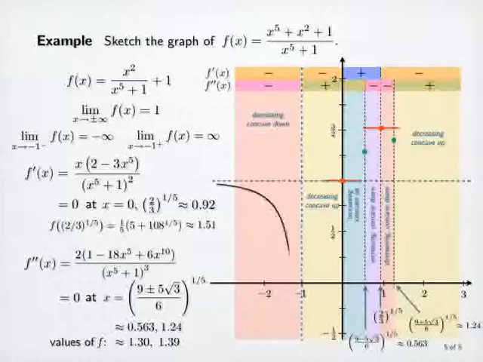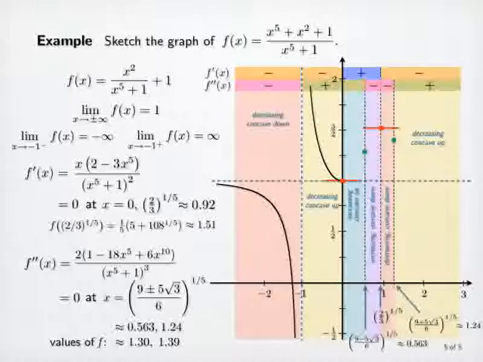Here's the first part of the graph where it's decreasing and concave down and approaching minus infinity as x approaches -1 from the left. Here's the next section of the graph, approaching plus infinity as x approaches -1 from the right, and decreasing and concave up until we arrive at the point 0, 1.